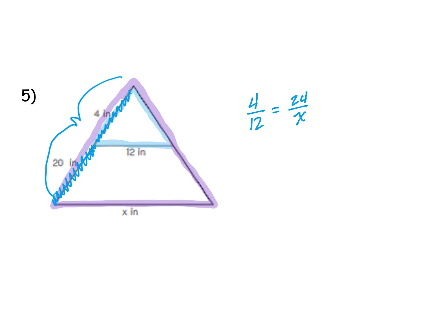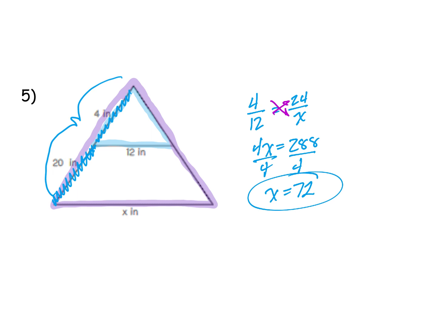Okay, so then I'm going to cross multiply, and I'm going to get 4x is going to equal 288. 288 divided by 4, x is going to equal 72 inches. Thank you. 72 inches. I only needed a calculator for 288.